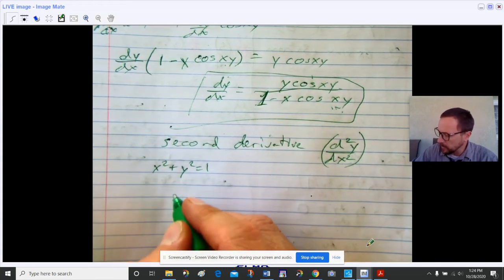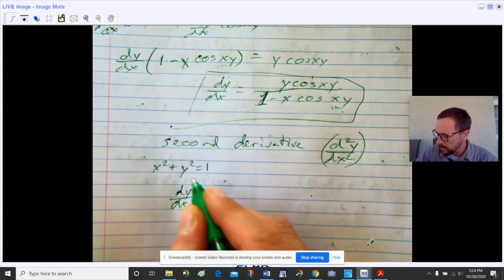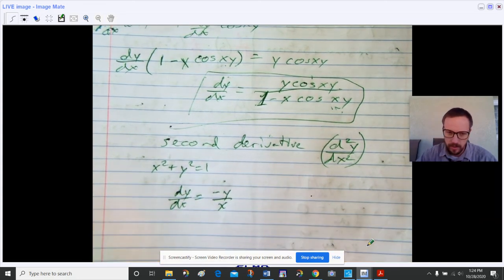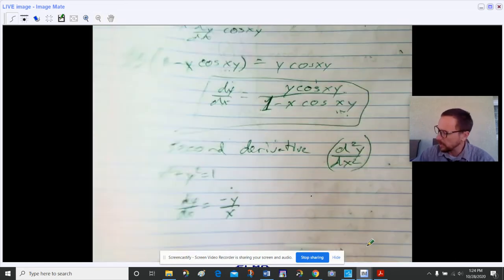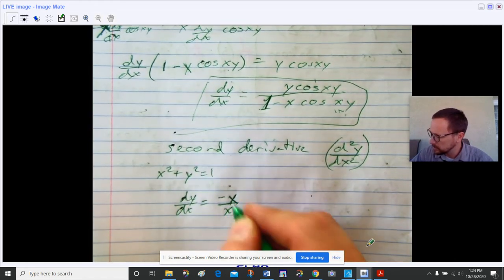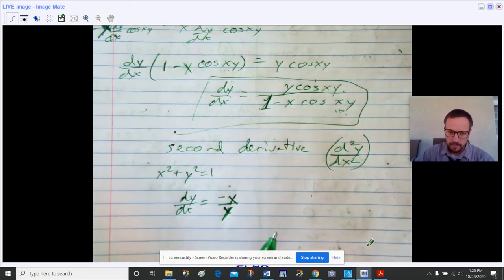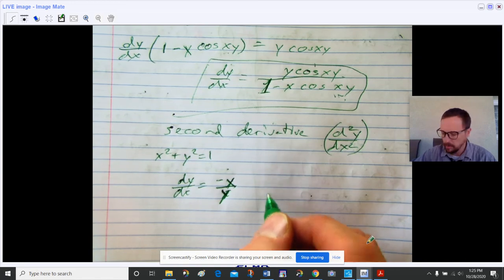The first derivative we already did a few minutes ago. And we said dy over dx equals negative x over y is how that worked out. All right, so we did that one already. So we had negative x over y. And so now we want to take the derivative again on this one.